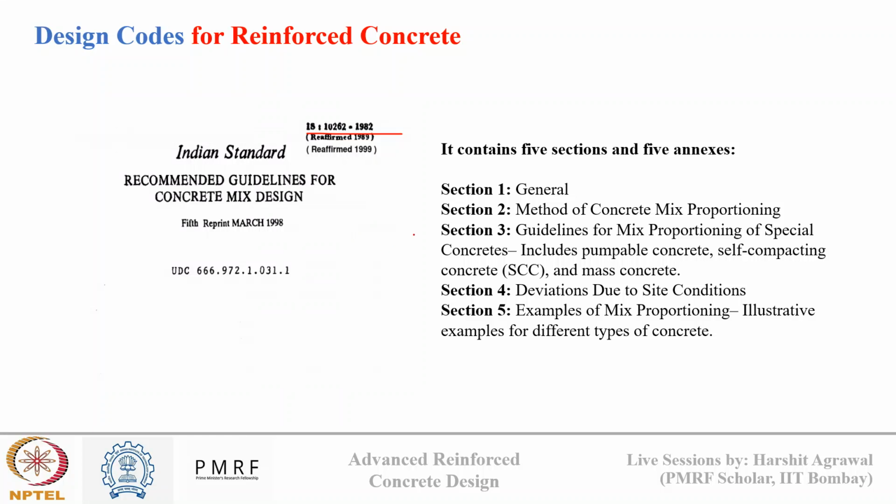Okay, so this code again has five sections which are divided into different areas of understanding about concrete mix proportioning, what all deviations can come on site, and some examples of how mix proportioning can be done. And from selecting the target mean strength to deciding how much water to use, how much cement to use, and how much aggregate to use, this code ensures that our concrete performs as per our intended purpose.